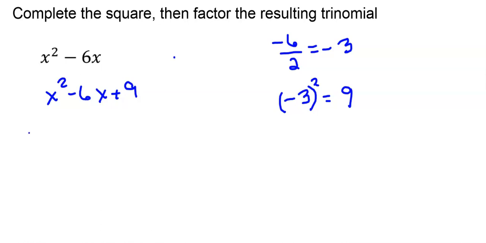Since this is a perfect square trinomial, we know that it will factor into some binomial that's been squared. X squared is going to come from x times x, so that's the first term in our binomial. To get the second term, all we have to do is look back at the number that we got when we divided by 2, and that's negative 3. So that means the second term in our binomial is negative 3. So x squared minus 6x plus 9 factors into x minus 3 quantity squared.